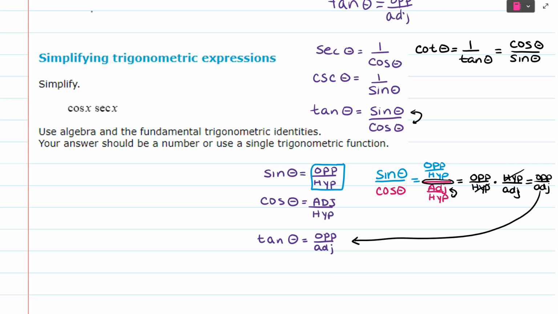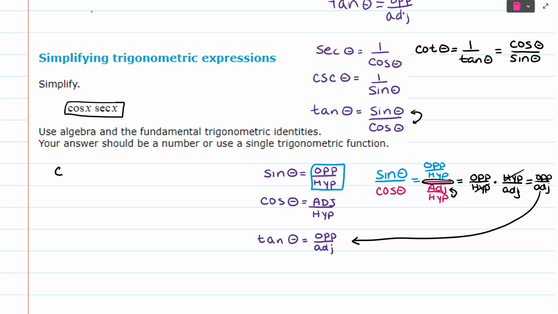You have to use real algebra though. You can't just make up how to do things. Like you saw me, I used keep, change, flip. That's real math, that's real algebra. All right, so this is what I have. In this one, I've got cosine times secant. What I'm going to do is write both of these in sines or cosines, however the function is described.